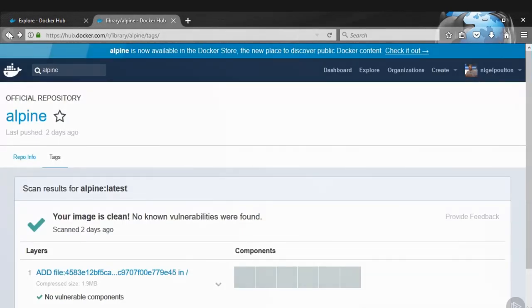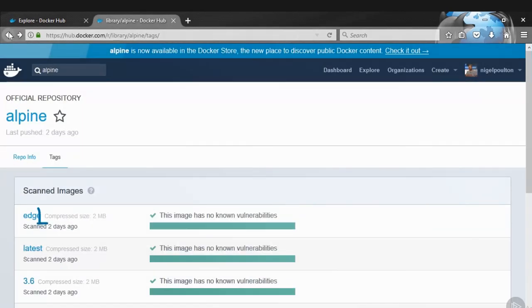And look here, right? Compressed size, 2 meg. I mean, 2 meg. Are they for real? Well, yeah. And that's our next best practice. Keep your images small. Security principle numero uno, smaller is better. It means a smaller attack surface with fewer vectors.